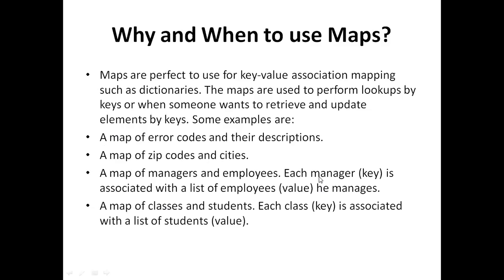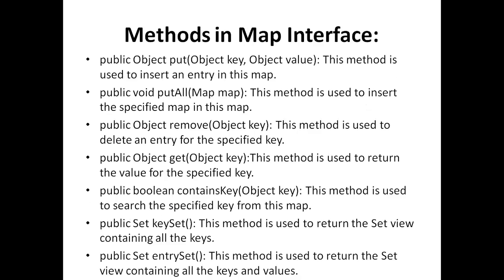So if you have a key and you have to find the value, you have to go with the Map interface. Okay, what are the methods in the Map interface? Public Object put(Object key, Object value): this method is used to insert an entry in this map.